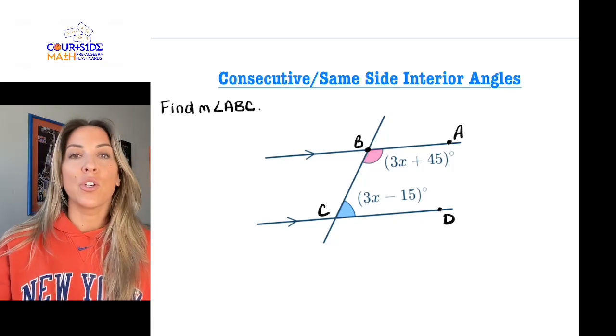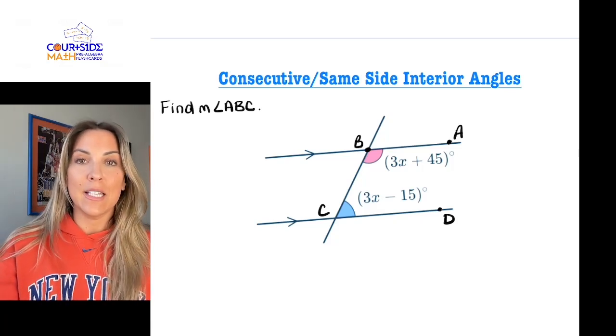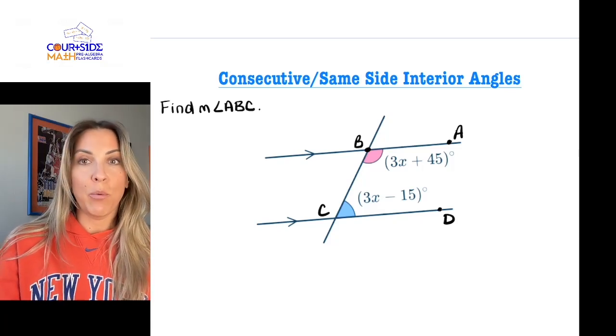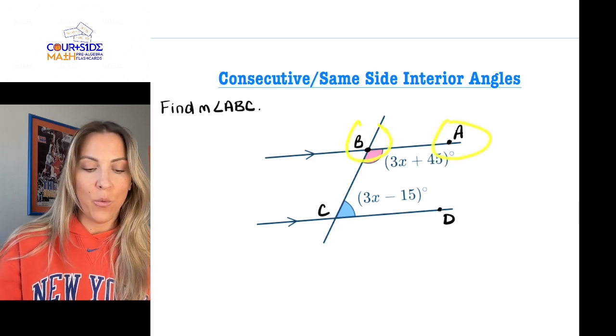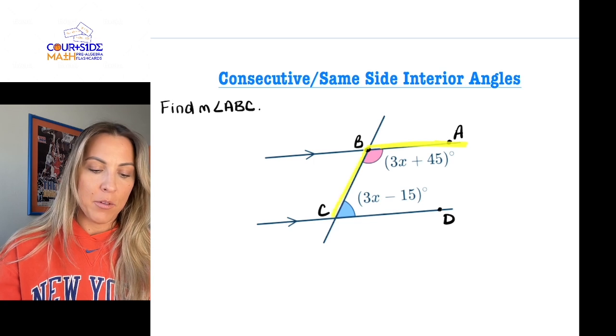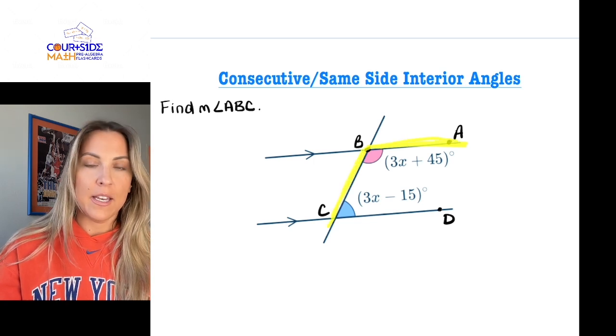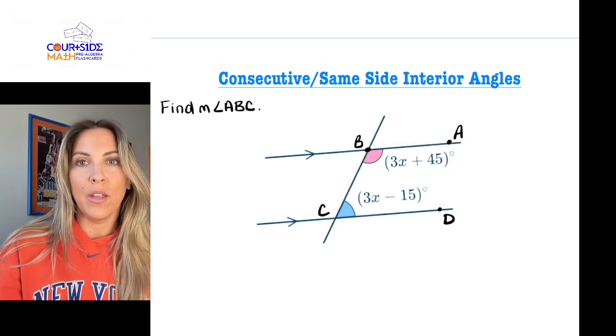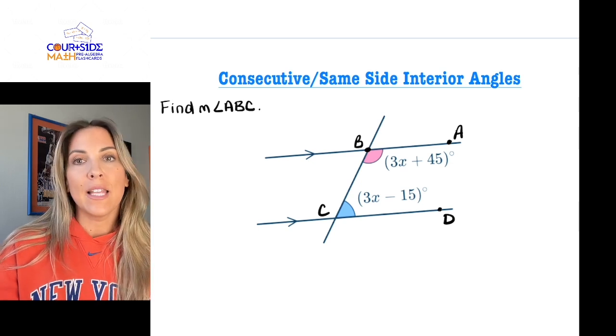All right, let's find the measure of angle ABC in this diagram. The first thing that we should do is just point out where ABC is so we know which angle we're looking for. So I'm highlighting the vertices here, and I see that that means I'm looking for this angle highlighted in yellow, which is the pink angle given in my image. So that's the angle that I'm trying to find.